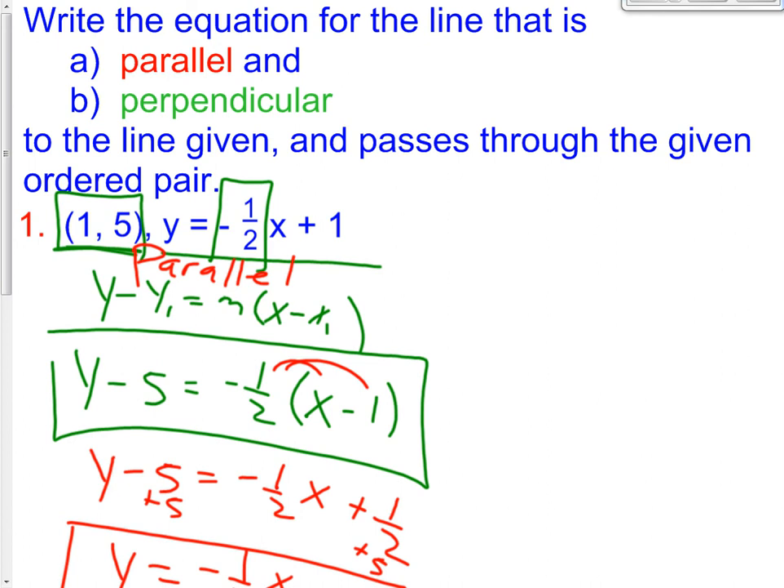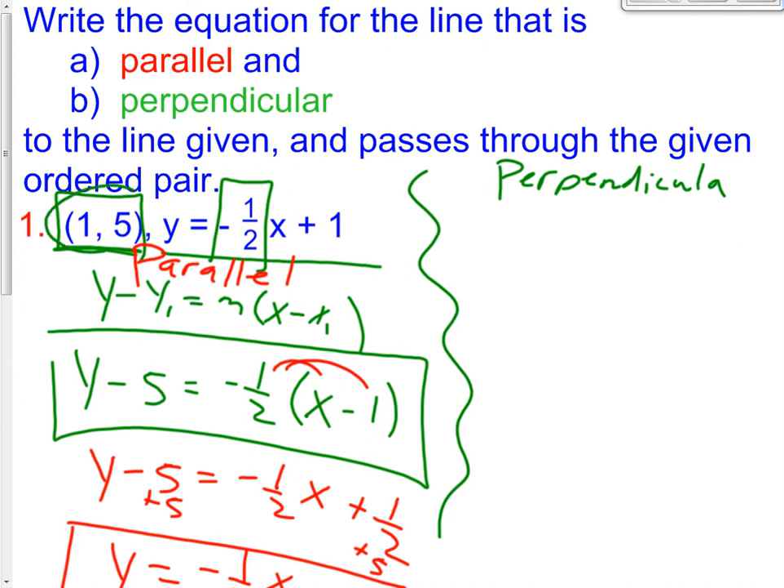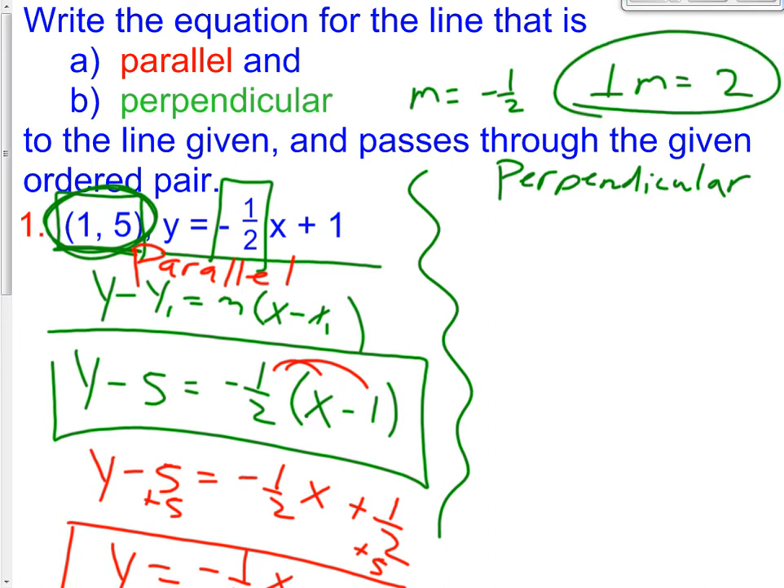So on our perpendicular side, we still have our point as being 1, 5. Now what we need is our negative reciprocal slope. So if our slope is a negative 1/2, that means our perpendicular slope, this figure right here means perpendicular, is going to be a positive 2/1, or just a positive 2. And now we're going to do all this work again with our slope as being a positive 2. All right, let's go to work.